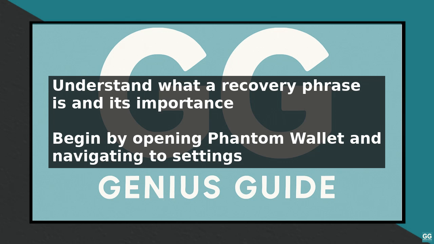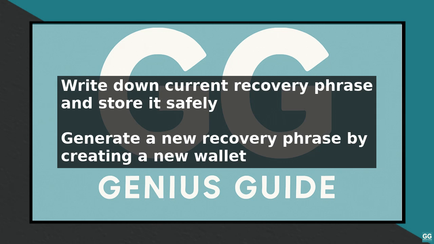Begin by opening your Phantom Wallet and clicking on the settings icon, usually represented as a gear. Then, navigate to the Security or Account section, where you will find the option to reveal your seed phrase or recovery phrase. Next, write down your current recovery phrase and store it in a safe place, as you will need it to restore your wallet later.